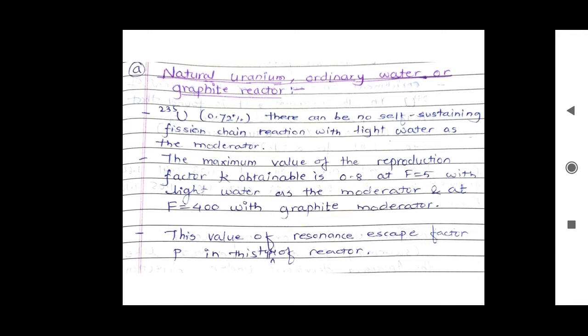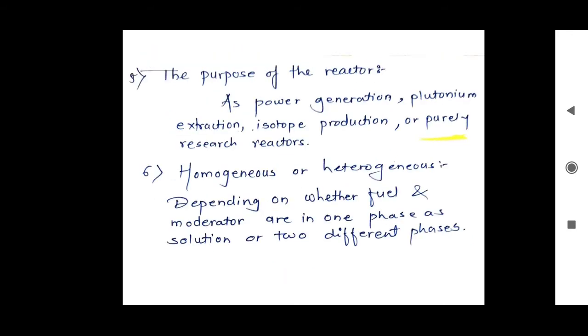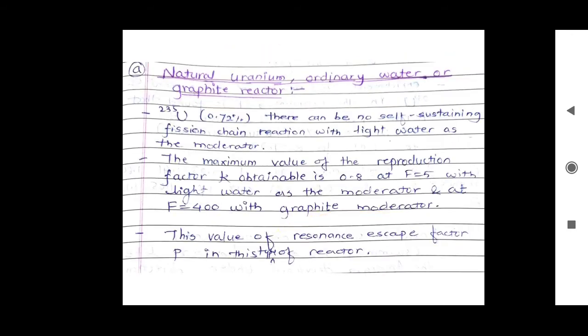This means when the design parameter F is equal to 5, the K value or reproduction factor will be equal to 0.8. So when we use light water or ordinary water as a moderator, the value of the reproduction factor is maximum, equal to 0.8. And a higher F value, equal to 400, is observed when we use the graphite moderator. So the design parameter is higher for graphite, and that will be 400.